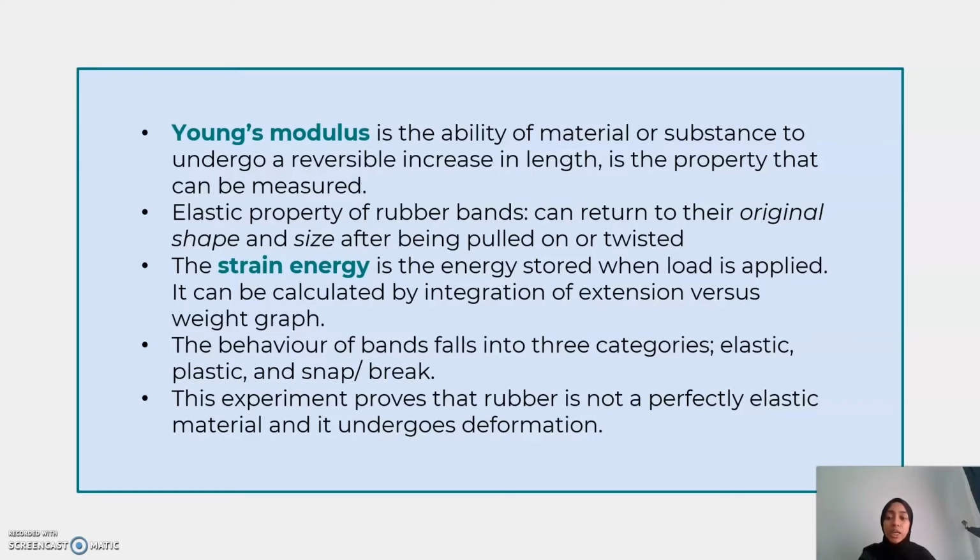Elastic property is when the rubber band stretches when the load is applied and unstretches after the load is removed. For plastic, the band will stretch when load is applied, but it will remain stretched after the load is removed. It means that it will not return to the original shape and size. And lastly, when it snaps or breaks, the rubber band breaks into 2 or more pieces when the load is applied. The experiment proves that rubber is not a perfectly elastic material, contrary to popular belief, and it undergoes deformation in terms of elongation at break and snapping.